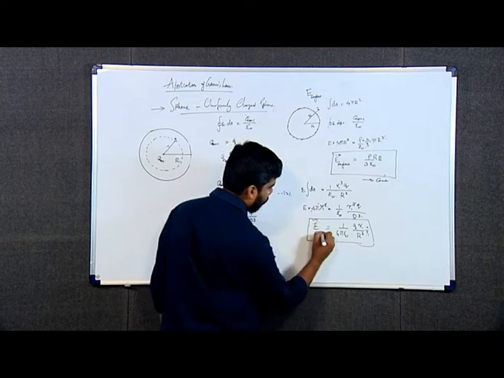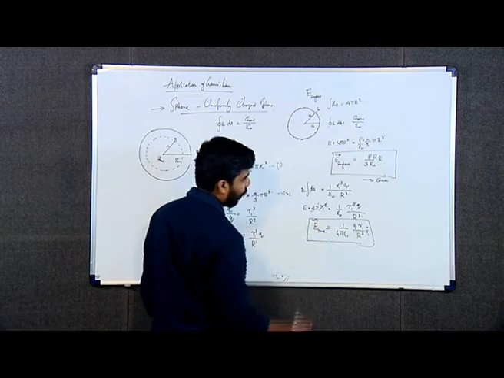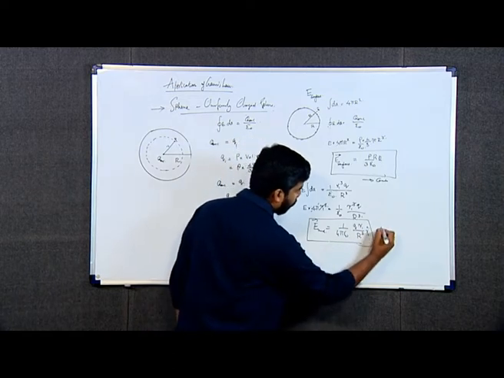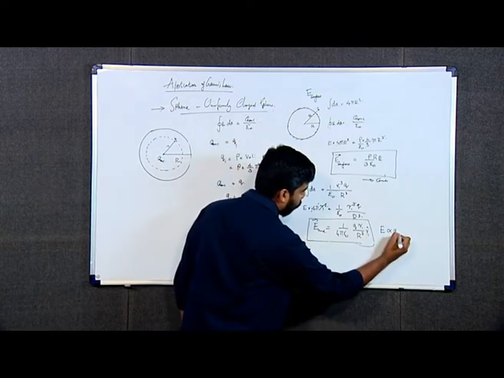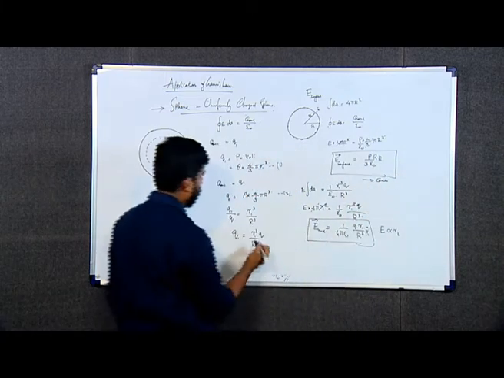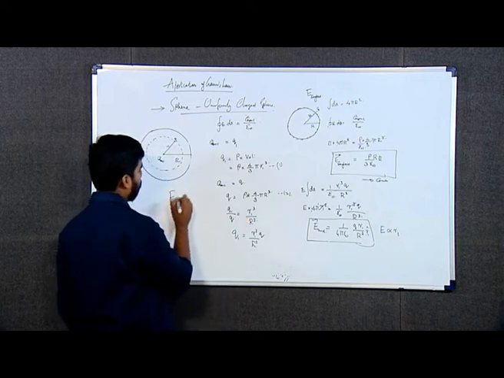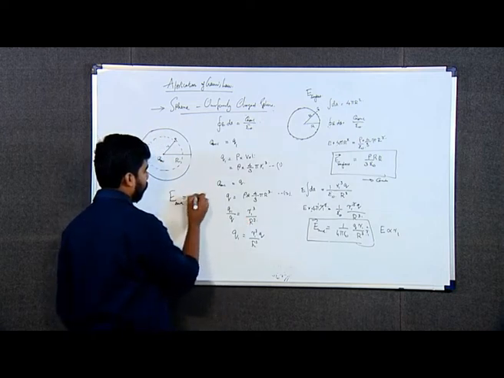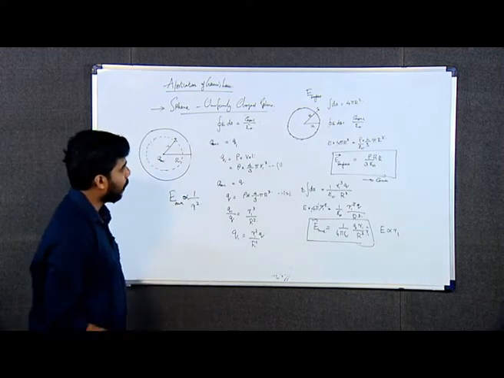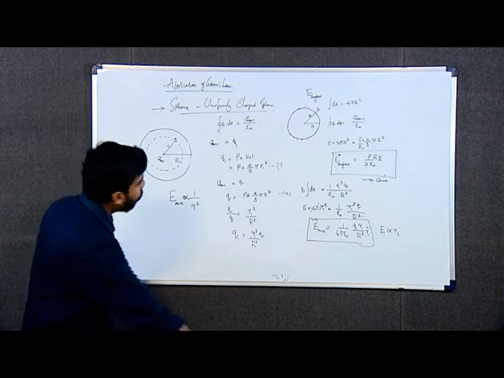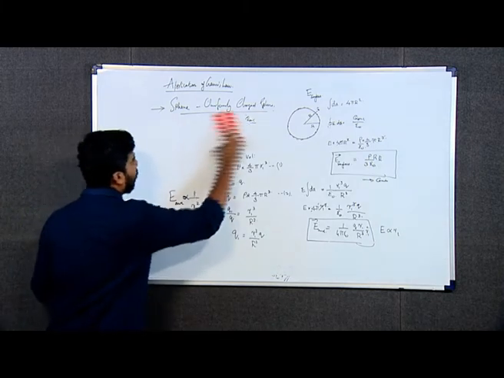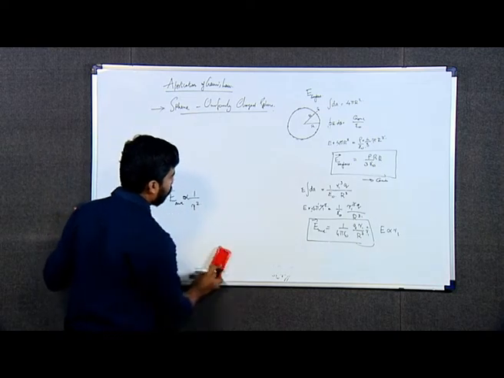So the electric field inside the sphere is equal to 1 by 4 pi epsilon 0 Q into r1 by R cube into r1 cap, where E is now proportional to r1. And here E is a constant, and outside the sphere, you remember E outside the sphere is directly proportional to 1 by r square.